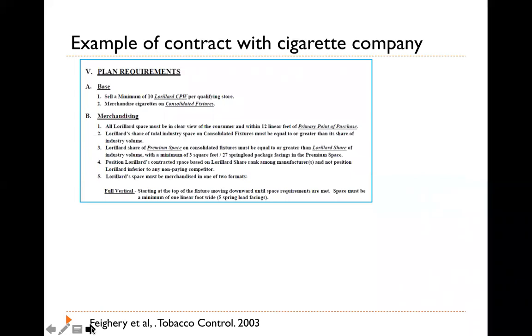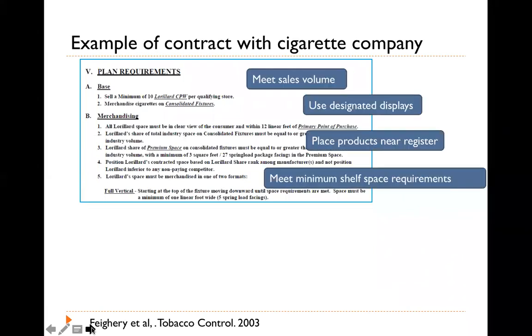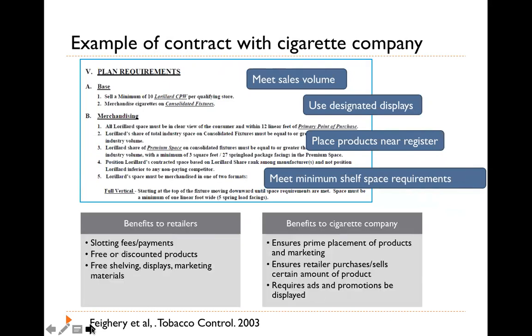So here's an example of an actual contract offered by a cigarette company. You can click on through, there's some links. So the contract states that retailers who sign on with the tobacco company must meet a specific sales volume. They have to use the industry-provided branded displays for the products. They have to place the products near the register or the point of purchase and in clear view of the customer. And there are also specific requirements on the exact amount of space that must be allocated to their product displays.